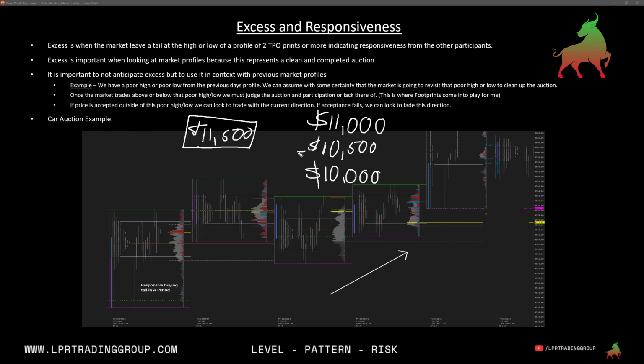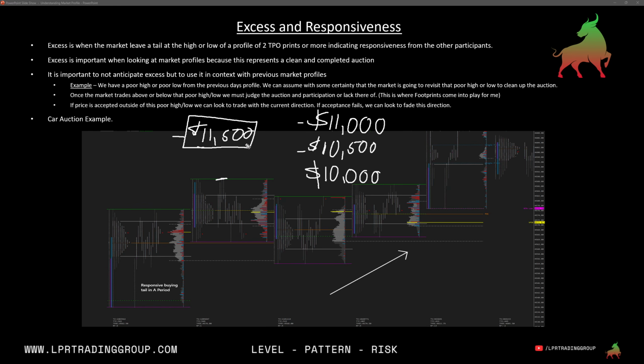He gave the going once, going twice, and as soon as he saw the $11,500, he hit the hammer on the table and sold the vehicle. This is an incomplete auction. This is essentially what happens on a poor high, or how you can think of a poor high.